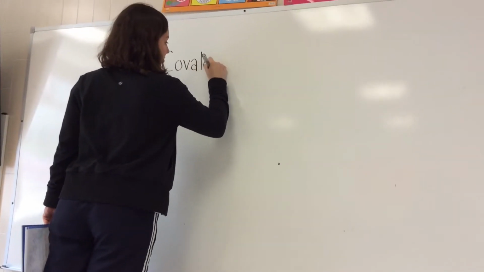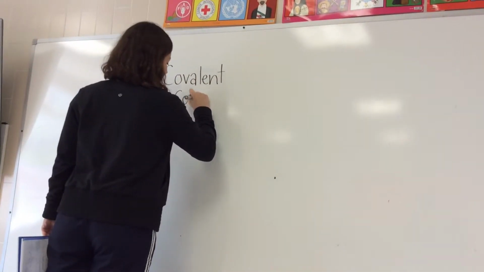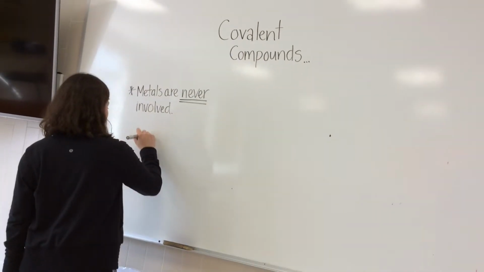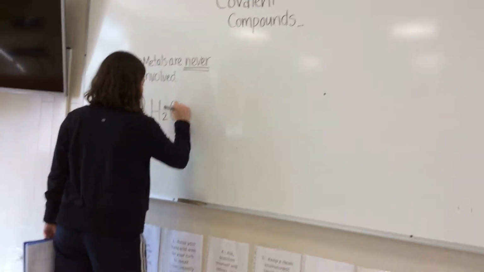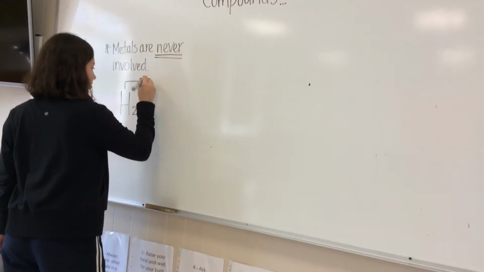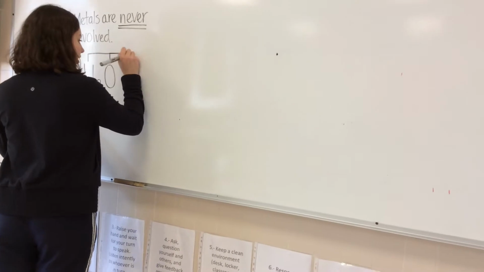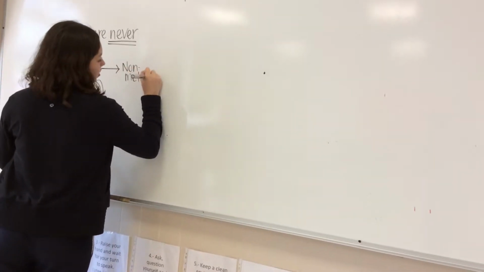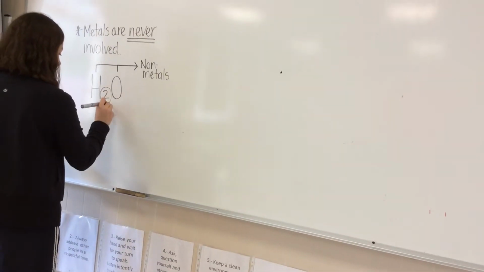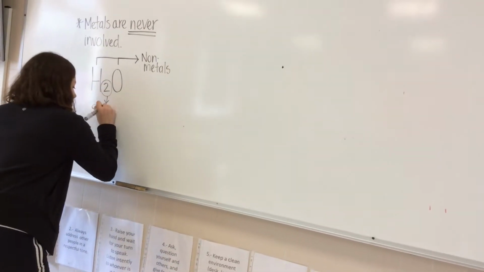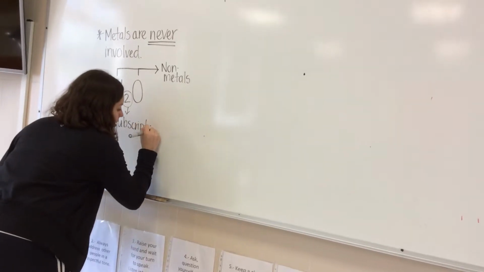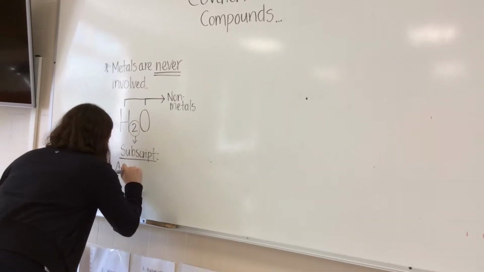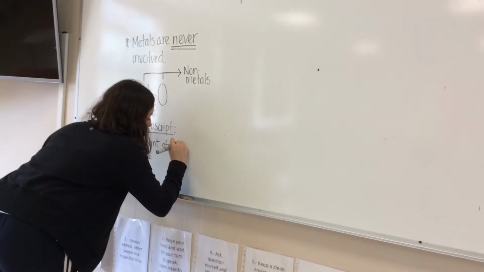Covalent compounds are two or more non-metal atoms bonded by sharing valence electrons, also known as molecular compounds. Metals are never involved in covalent compounds. So as you can see, here's an example. H2O. H is hydrogen, O is oxygen, and they both are nonmetals. The 2 is a subscript that is the amount of atoms needed to form the compound.